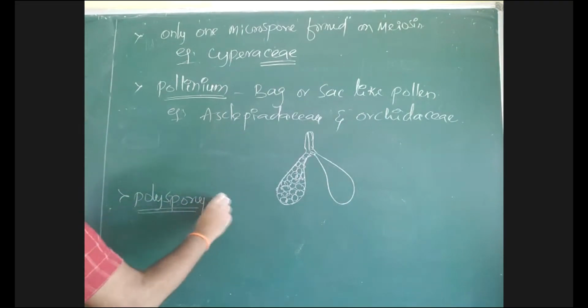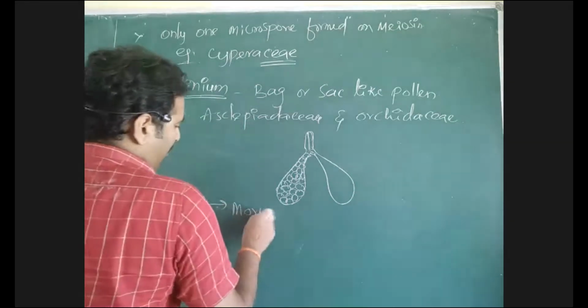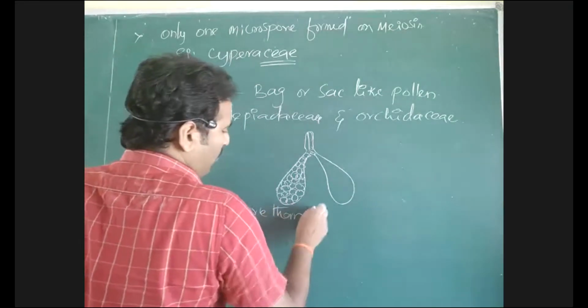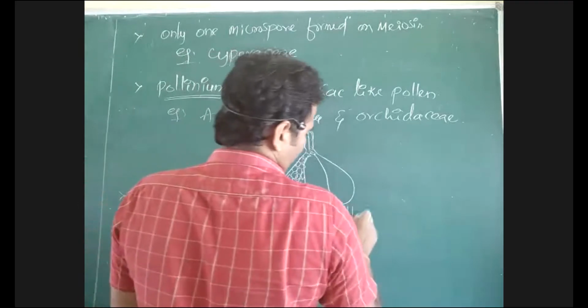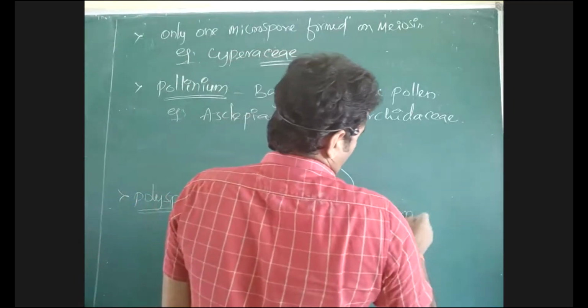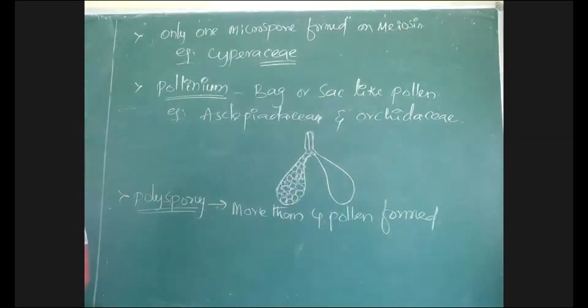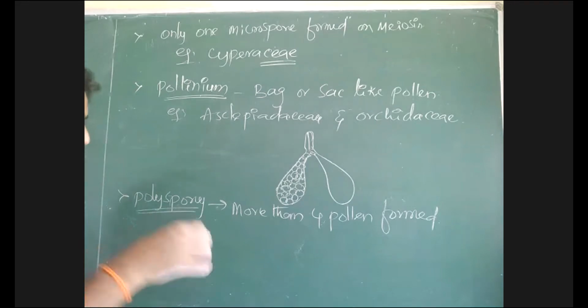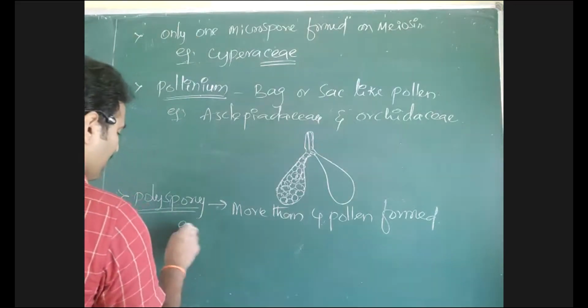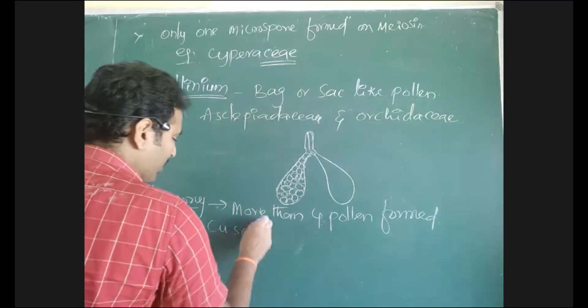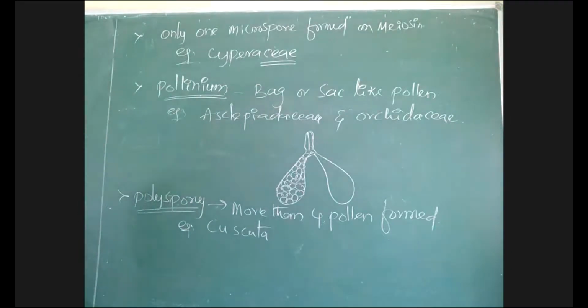Another condition we can say is polyspory. What is polyspory? More than 4 spores are formed. Usually 4 pollen are formed, that is, a tetrad is formed, but when more than 4 spores are formed, that is called polyspory. We can observe this in Cuscuta plants.